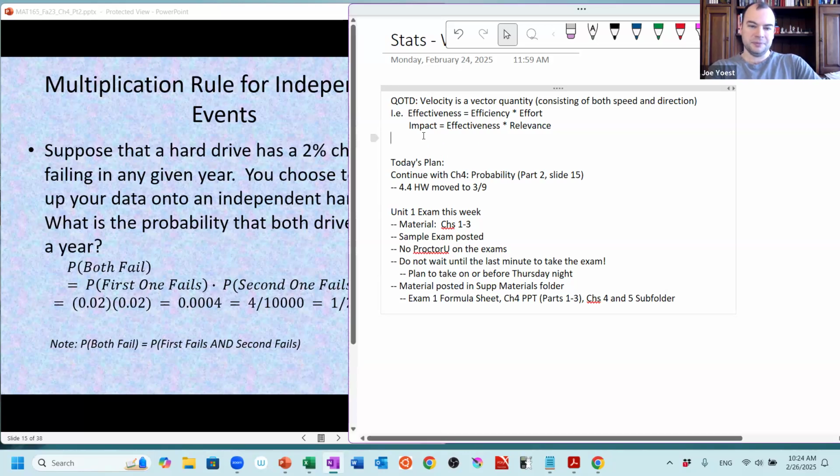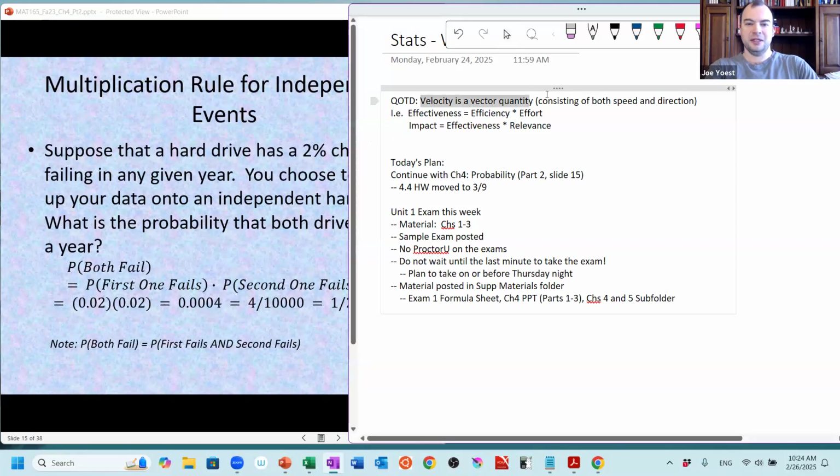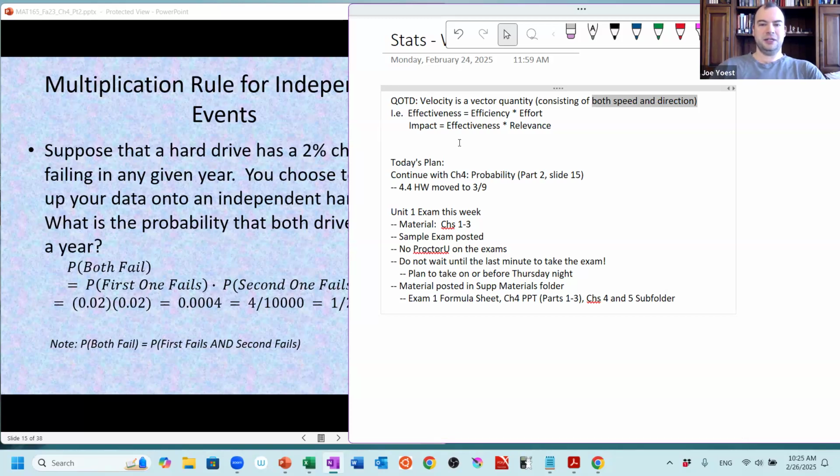Okay, and the quote of the day today, this is something that one of my wife's colleagues would say, that velocity is a vector quantity. And what's meant by that is when we talk about velocity, a lot of times people use the word velocity interchangeably with speed, but really, if we're speaking technically, velocity consists of both speed and direction. So, you can be going a speed of 10 miles an hour, but in what direction? If you couple a speed with a direction, I'm going 10 miles an hour in the direction, say, due east, that would be a velocity. So velocity is a vector quantity.